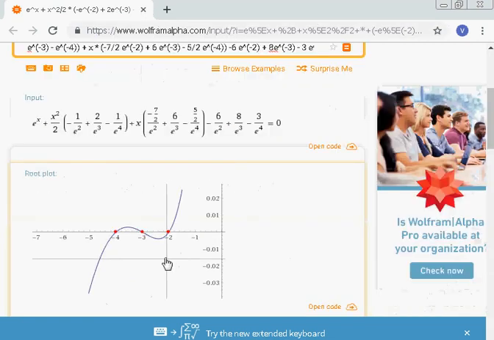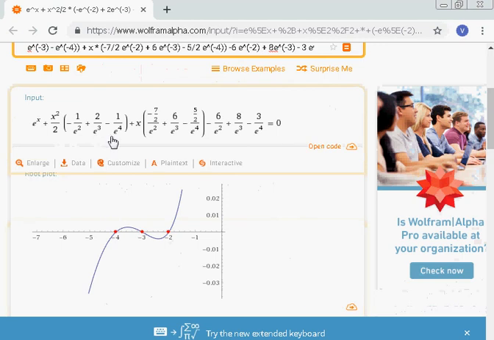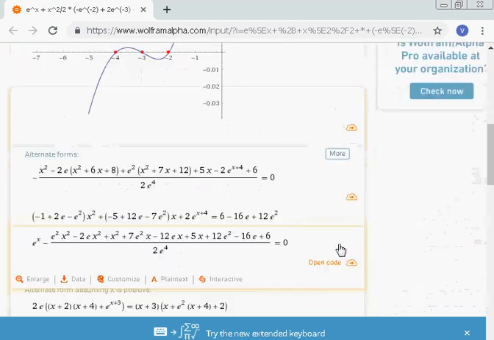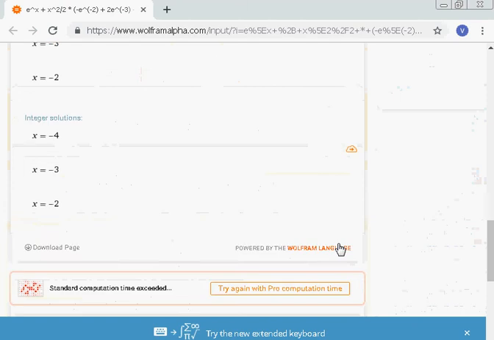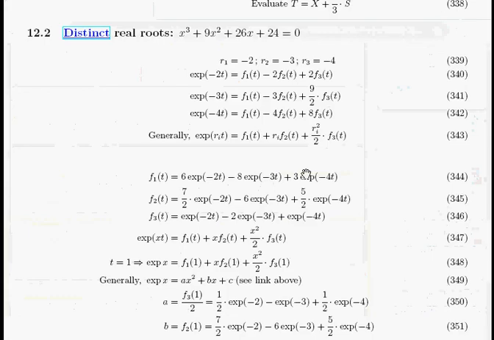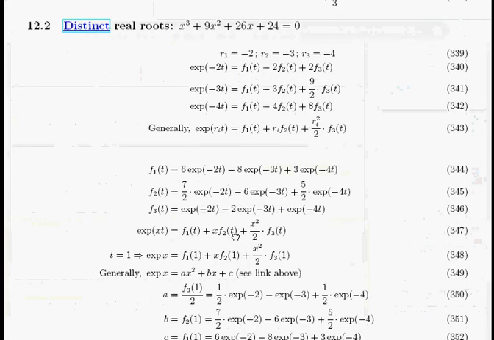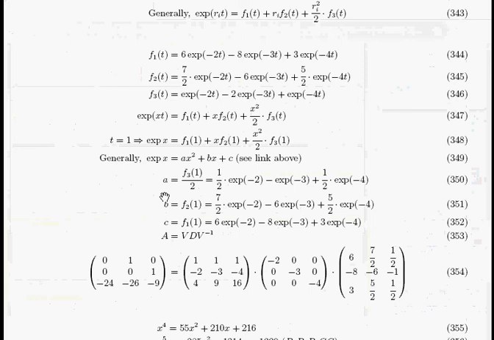This is a transformation which leads to minus 2, minus 3, and minus 4. But this is an exponential times summed to a quadratic. See link above. Who is A? A is f3 of 1 over 2. B is f2 of 1. And C is f1 of 1.